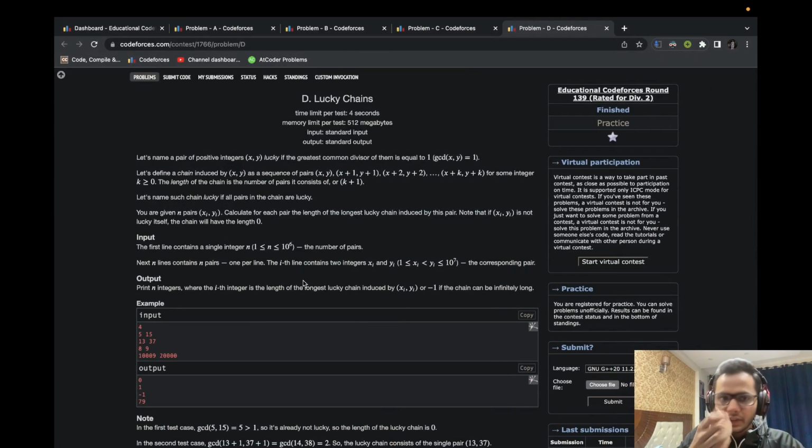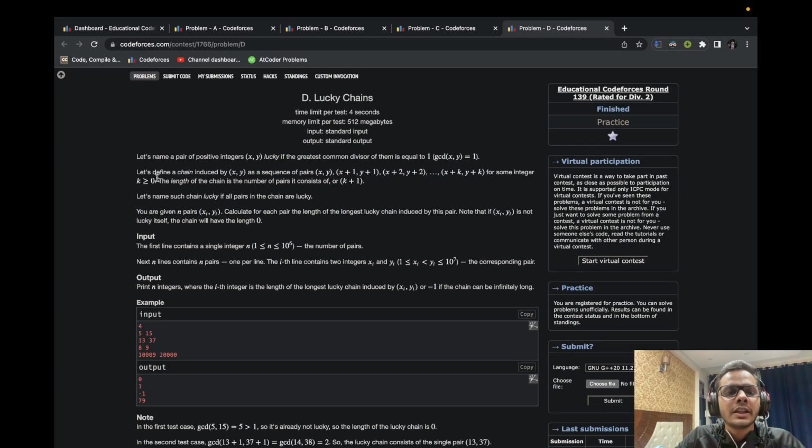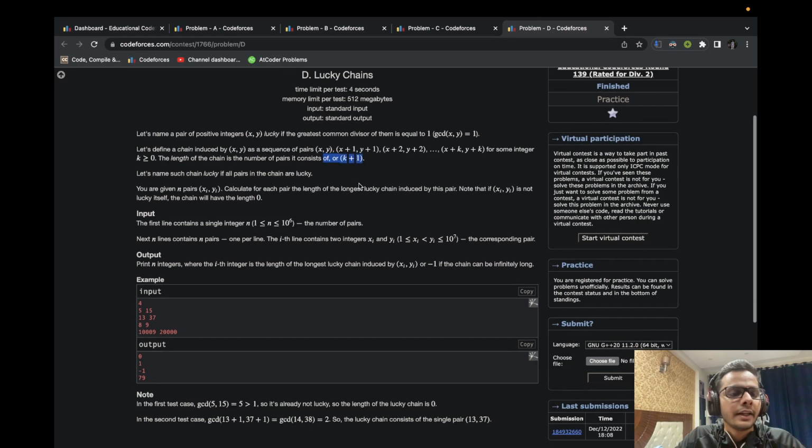Okay, so let's see what we have here. So in this problem, let's define a chain induced by x, y as a sequence of pairs (x, y), (x+1, y+1), (x+2, y+2), and (x+k, y+k). So this is a chain, and for some integer k greater than 0, the length of this chain is going to be k+1, obviously, right?